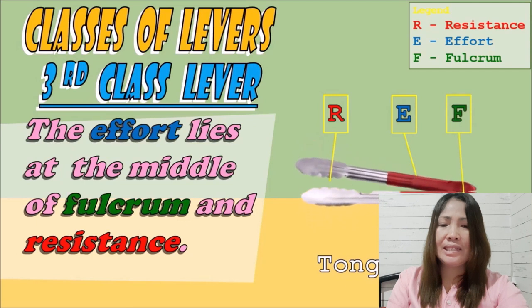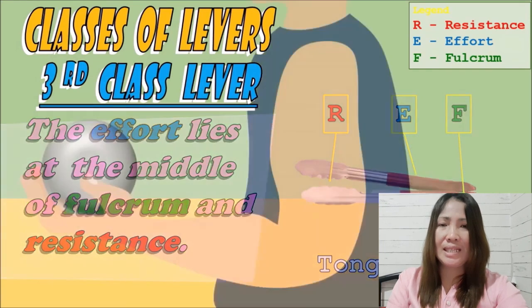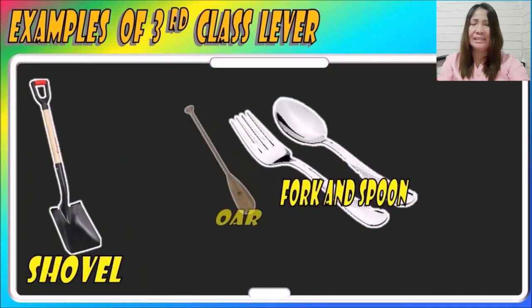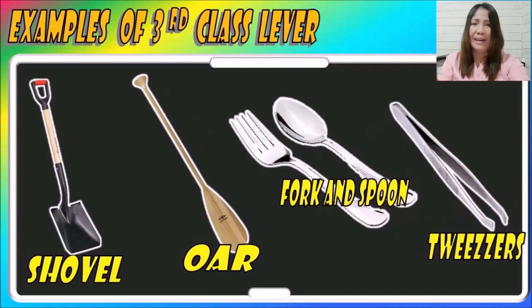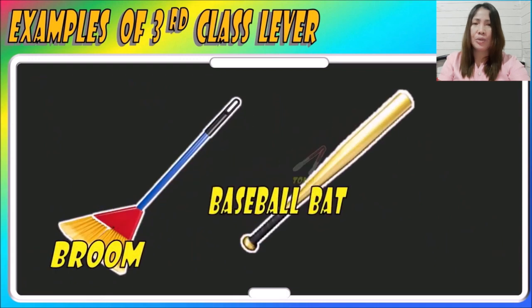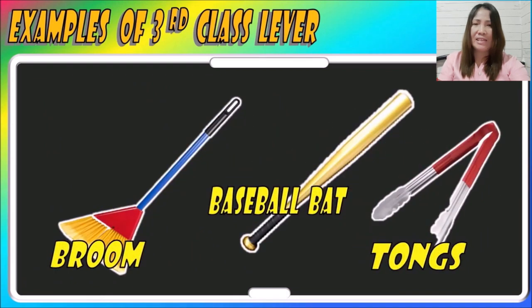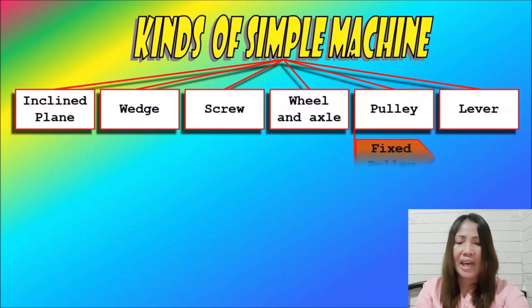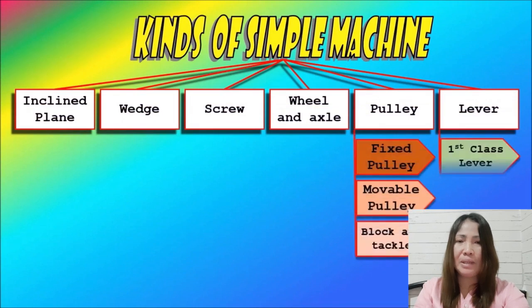Ang third class lever ay tulad ng ating braso. Here are examples of third class lever. We have shovel, fork and spoon, or tweezers, broom, baseball bat, tongs.